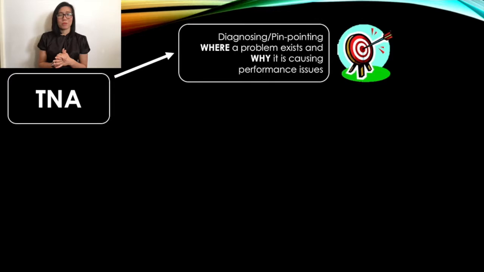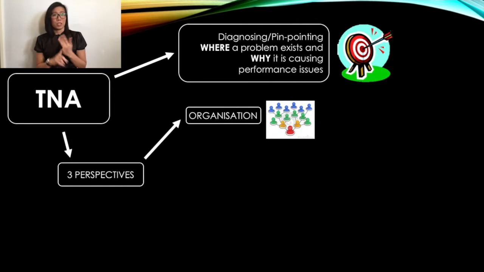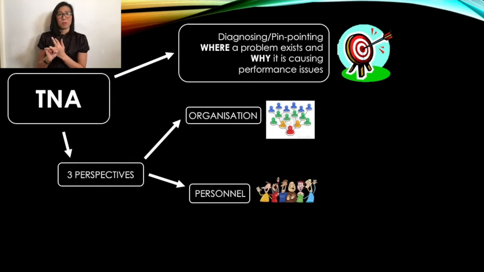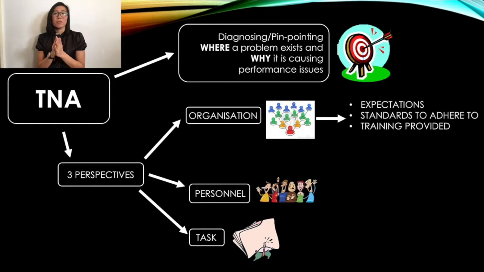the organisation. A TNA takes three perspectives into consideration: the organisation's perspective, the personnel's perspective, and the task perspective. A TNA may look at expectations that an organisation has of its personnel, the internal and external standards the organisation may have to adhere to, and the training the organisation provides.